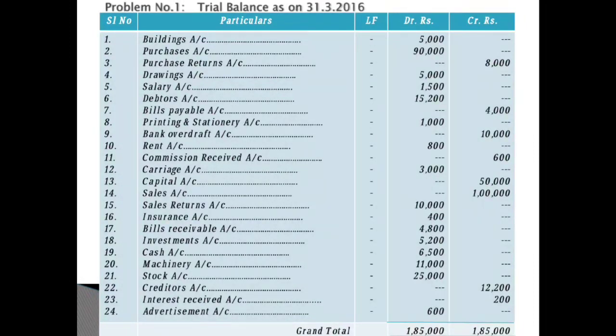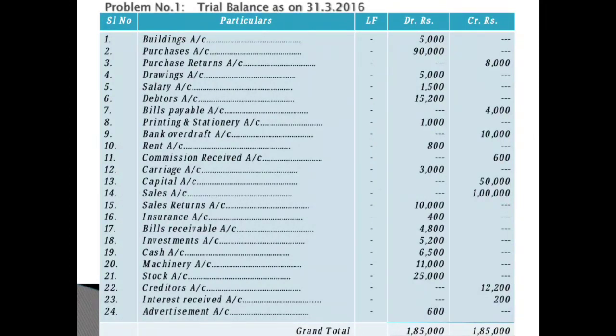So now both sides total we have 1,85,000. Like this, whenever you prepare the trial balance, both totals should tally. Now if you record all the balances at the proper side, then you will get a grand total equal on both sides. Now we have 1,85,000 on both sides here.